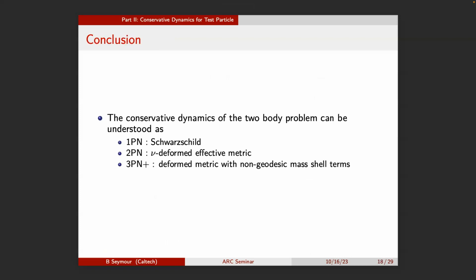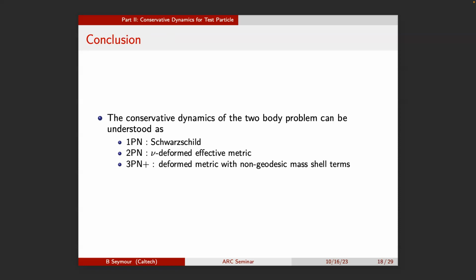So, conclusion. The conservative dynamics of the two-body problem up to 1PN are just Schwarzschild motion in an effective spacetime like a Schwarzschild black hole. At 2PN you deform the metric by the symmetric mass ratio with some effective metric, and above 3PN you have a deformed metric and also non-geodesic mass shell terms.